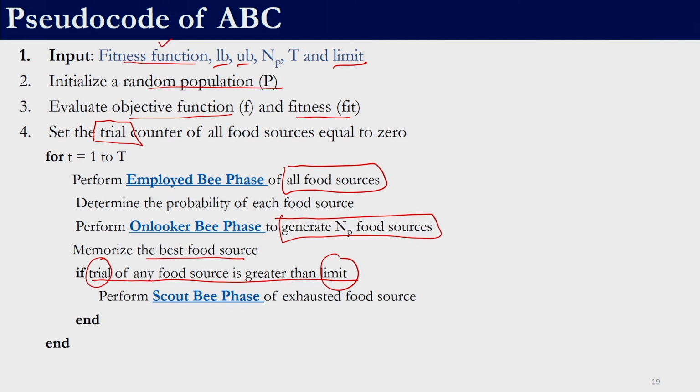The input is the fitness function, the lower bound, the upper bounds, the population size or the number of food sources, T is the number of iterations or the number of cycles that we want to implement, and limit is the parameter which will govern the maximum number of permissible failures, and then we need to generate a random population. This is similar to TLBO which we have already discussed. So, we will be using the same concept, and then we will need to evaluate the objective function.